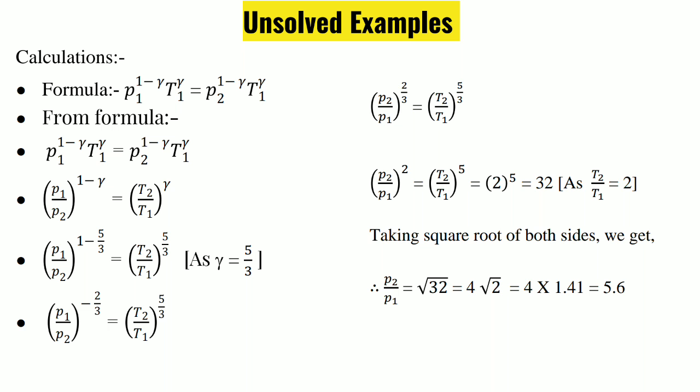But we want to find out the value of P2/P1. So we will be taking square root from both the side. So P2/P1 square root will get cancelled. So ultimately we will be getting P2/P1 is equals to root 32. Root 32 मतलब क्या, it can be represented as 4 into root 2. Root 2 का वैल्यू क्या है, 1.414. So we will be getting 5.6.